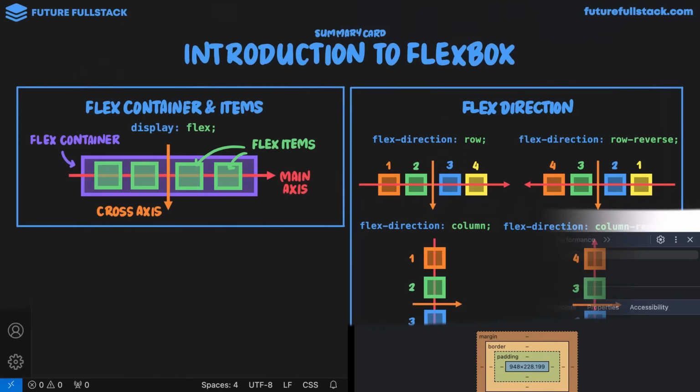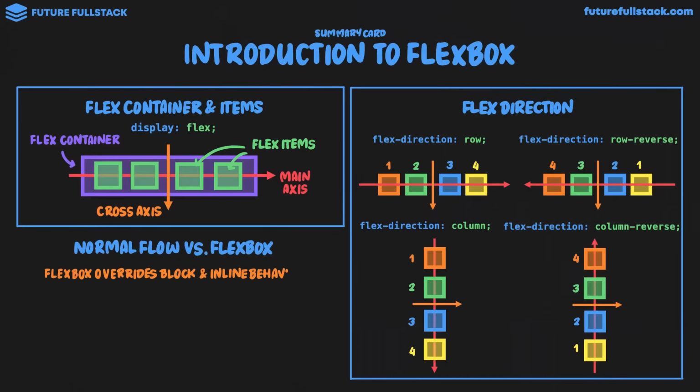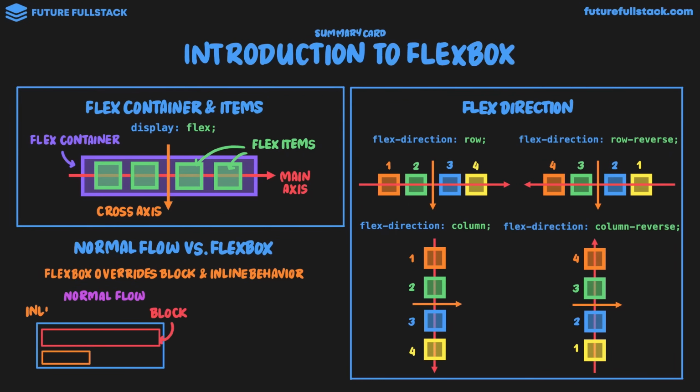Alright, so let's finish off the introduction to Flexbox summary card. In this chapter, we looked at normal flow versus Flexbox. We saw that Flexbox overrides block and inline behavior. Inside normal flow, we have a parent container with a block element and an inline element. These elements have inherent behavior, like an inline element taking up the width of its content. And we also saw applying text-align center to a block element container like a div will center both the text inside the block element and move the inline element to the middle.